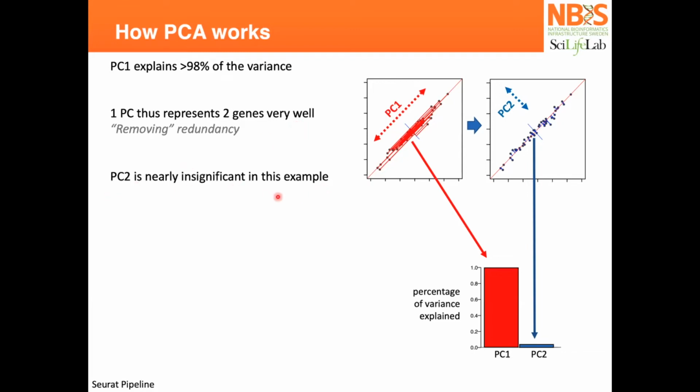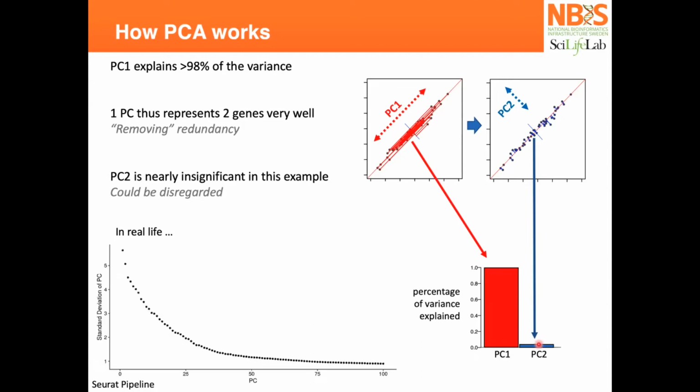PC2 in this case is nearly insignificant because it stores very little information. So we can just ignore that one. And that will be basically what we would consider noise in the data. And in real life, what we see for single cell, we don't see a very clear trend like this, but we see an exponential decrease in the variance.